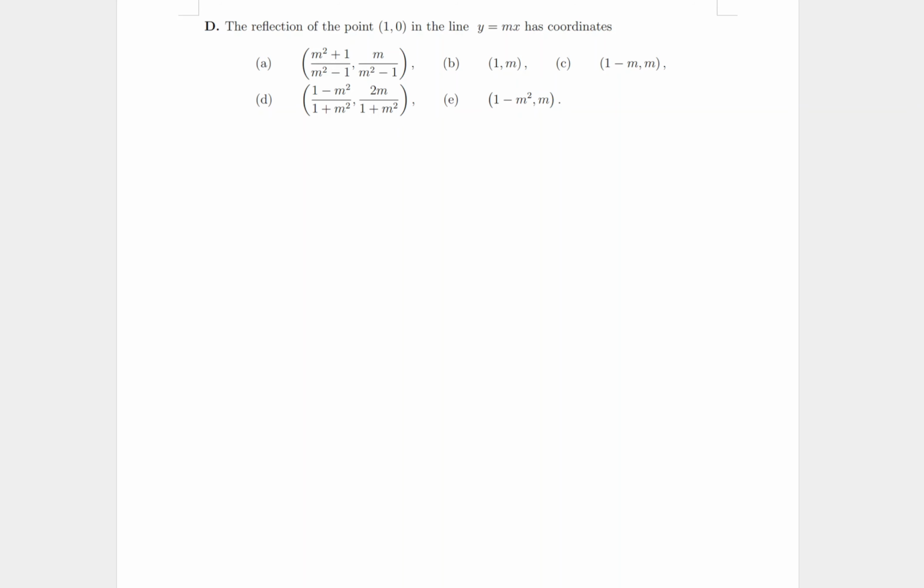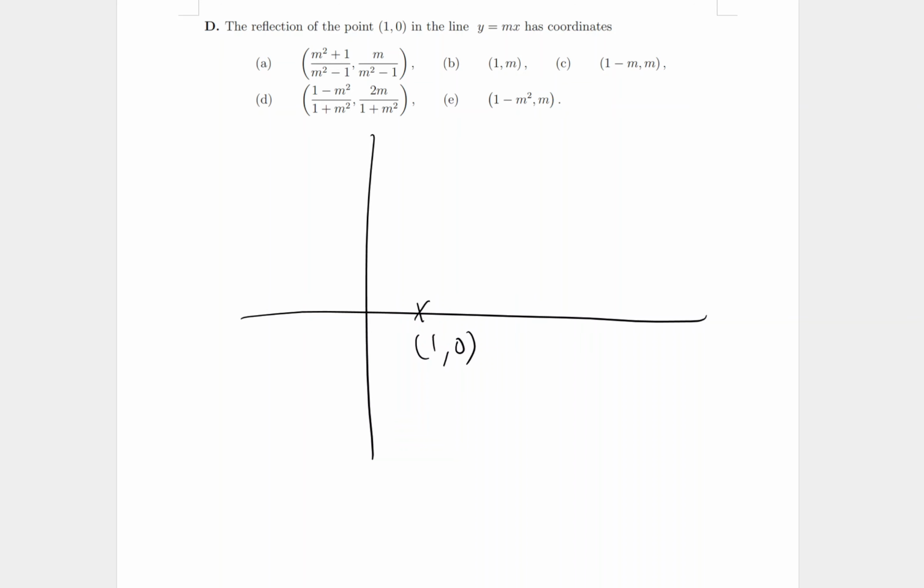Okay, question 1D. So the reflection of the point (1, 0) in the line y equals mx has coordinates... Okay, this looks like a fun question. So again, coordinate geometry, right? Diagram, please. So (1, 0) is here. And y equals mx, it doesn't matter, just assume positive m. It doesn't matter.